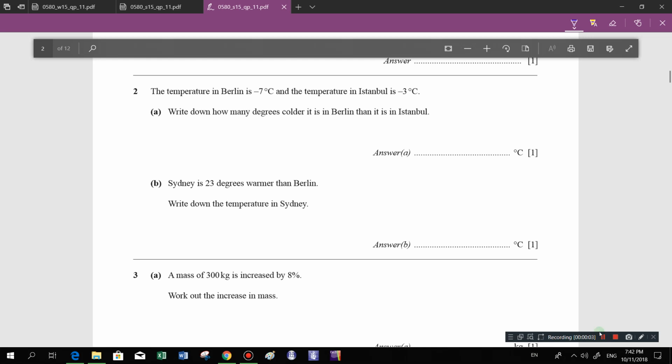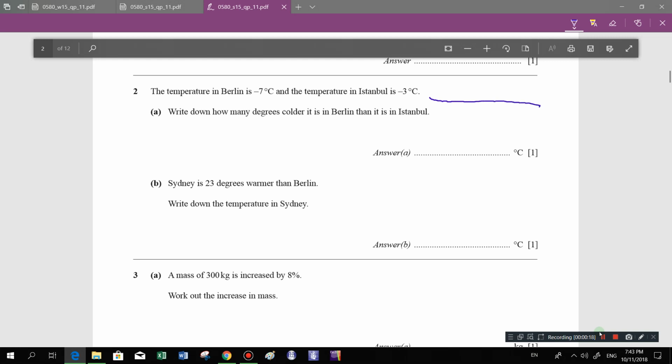Now let's look at this question on directed numbers. Okay, let's say we put the temperature on the number line. Minus 3 degrees. Let's say this is 0 degrees. This is minus 7 degrees. Here is the temperature of Istanbul. Here would be the temperature of Berlin.